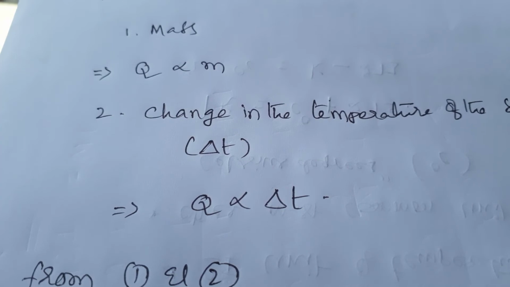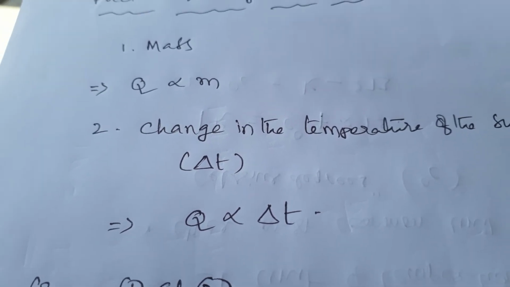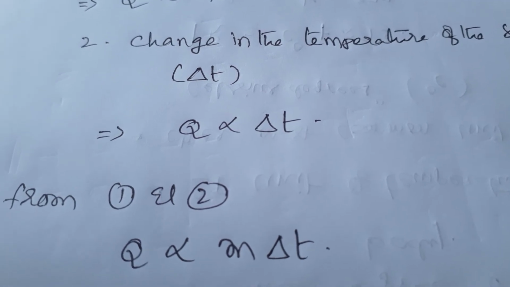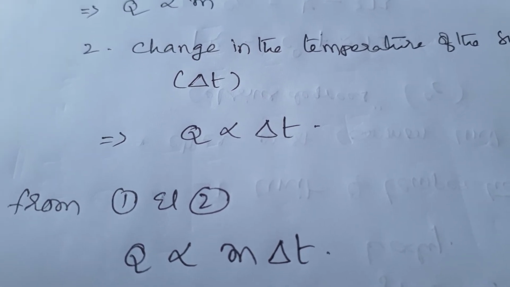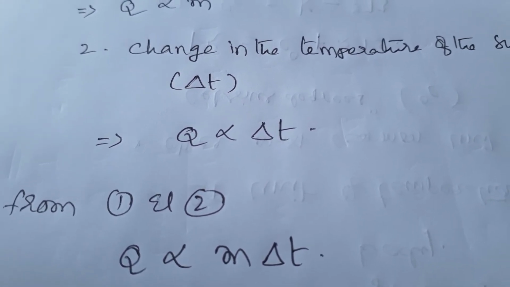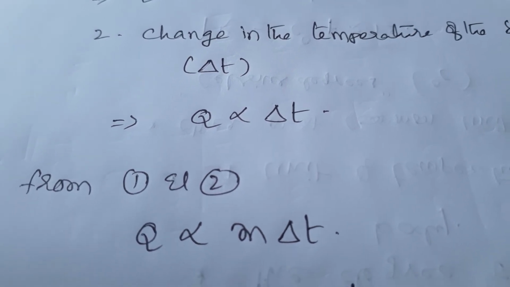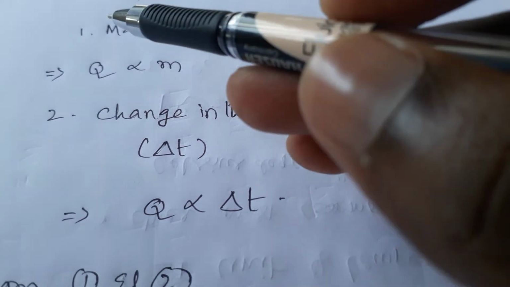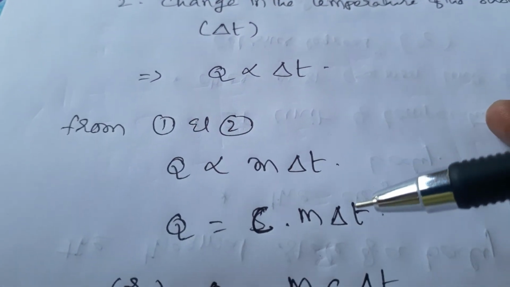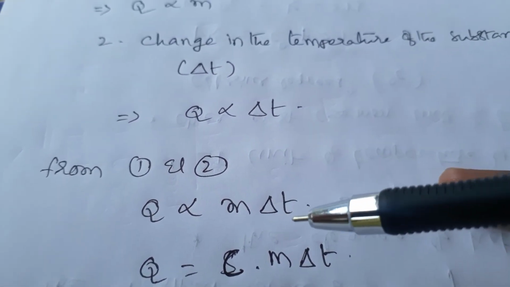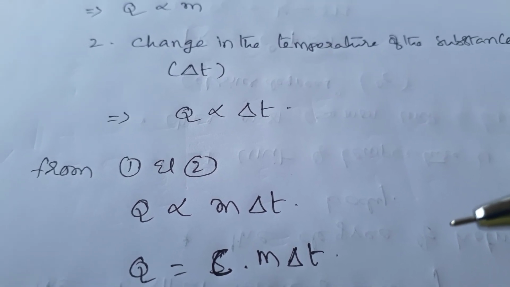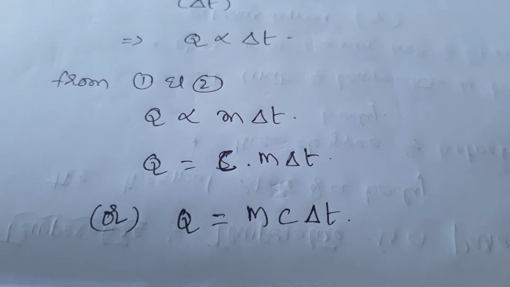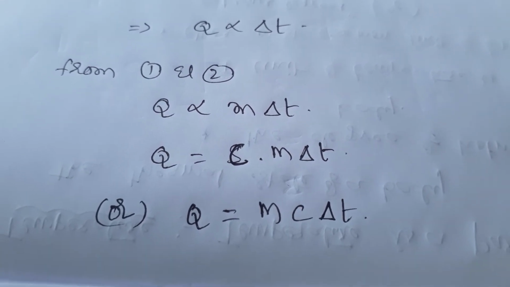From these two factors we can say Q is proportional to mass, and also Q is proportional to change of the temperature, which we represent with the symbol delta T. From case 1 and case 2, we can say Q is proportional to mass and delta T together.